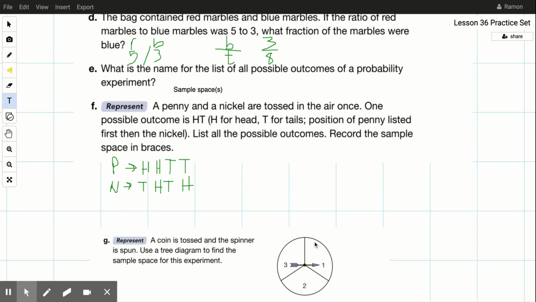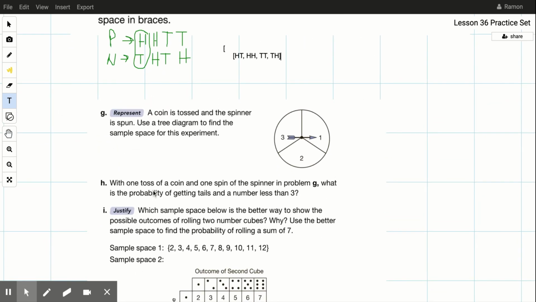So then when we record our sample space, we put the braces, and then we just list the combination of the possibilities. So in this instance, it would be HT, HH, TT, TH. And that is your recorded sample space for all the possible outcomes from flipping the penny and then flipping the nickel. So something similar for G, you toss a coin, and the coin could be heads or tails.